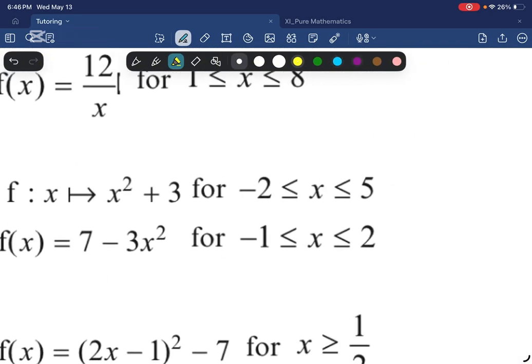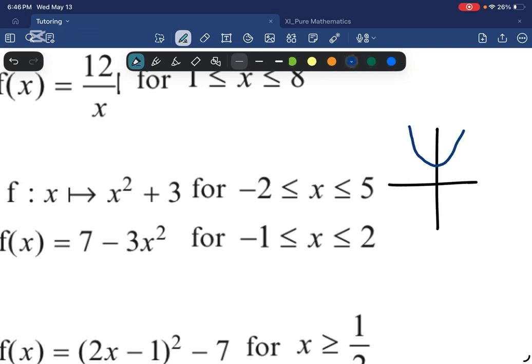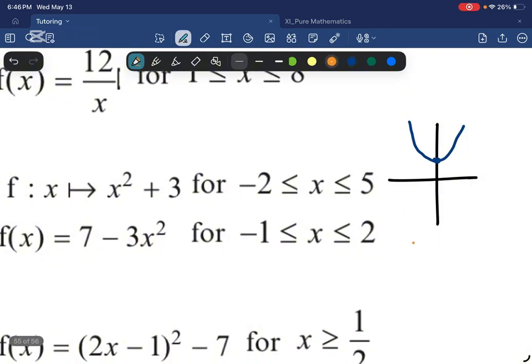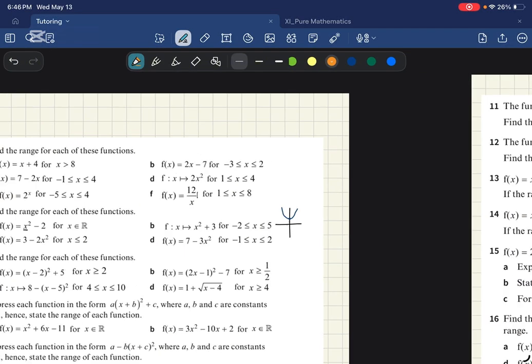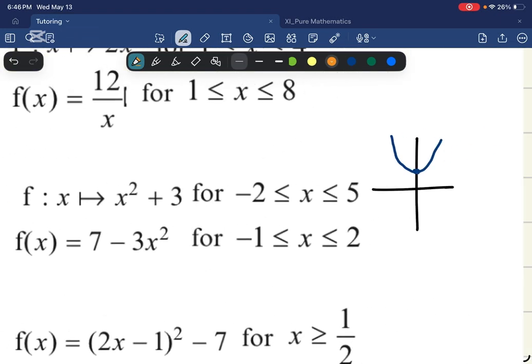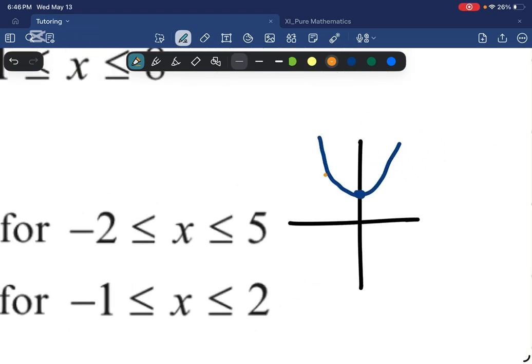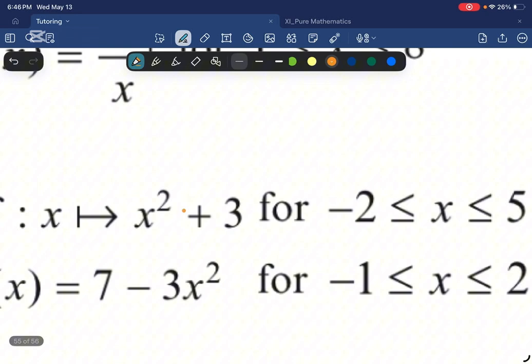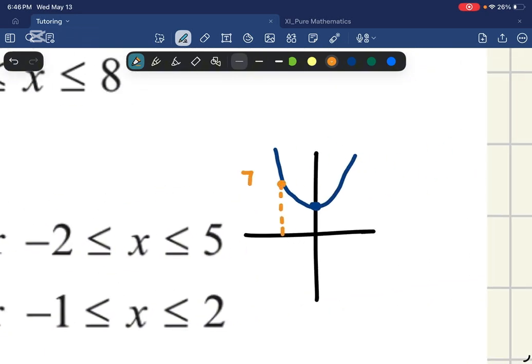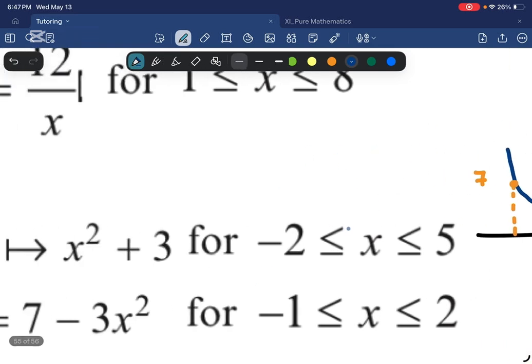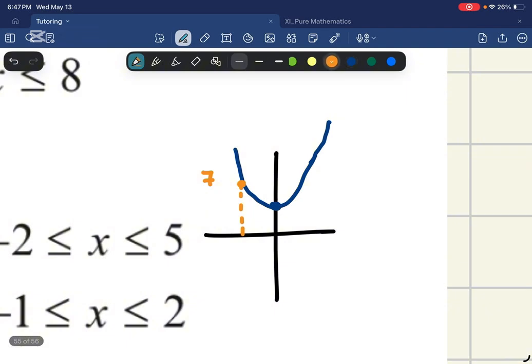B. So now you do the same thing. You draw your curve, x squared plus 3. You shift it 3 units up. So your output, now you are given a restriction actually. So this one had no restriction. This one has a restriction. So we only want to consider this from negative 2. So if you put negative 2 here, you get positive 7. And if you put x is equal to 5, you get 25 plus 3 is 28. And your graph looks something like this.